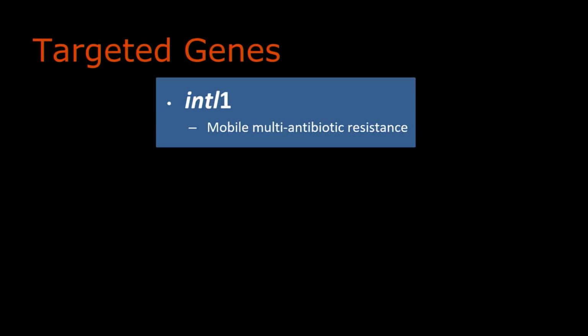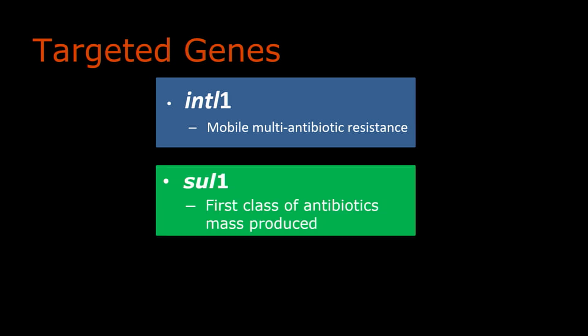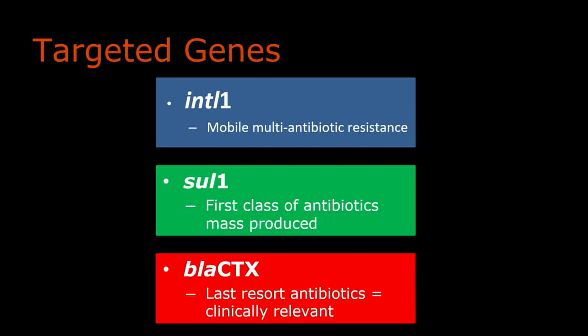With that separated liquid, I filtered, extracted the DNA, and quantified specific genes in that liquid. I targeted 3 genes used in antibiotic resistance research. intI1, which is indicative of mobile multi-antibiotic resistance. sul1 encodes for sulfonamides, which is the first class of antibiotics mass-produced. And blaCTX-M, which encodes for last resort antibiotics.